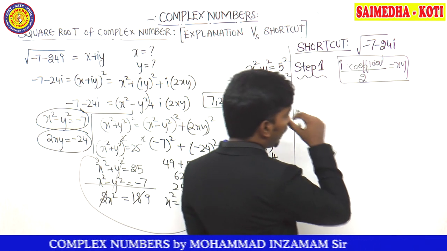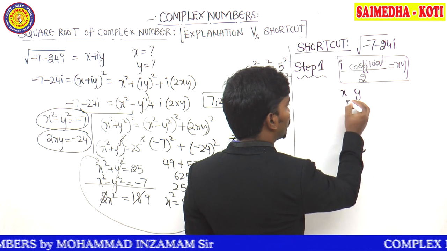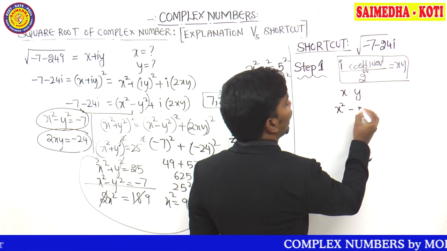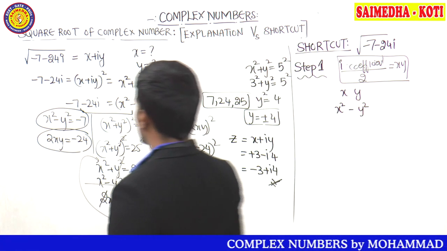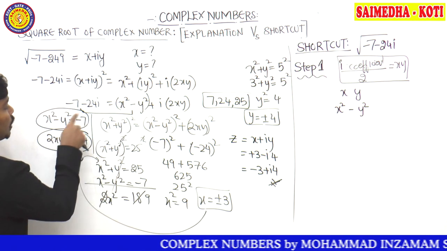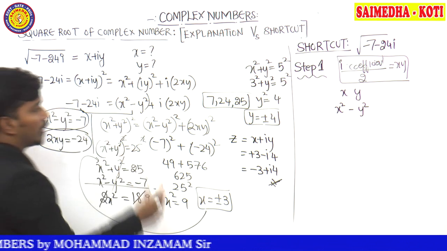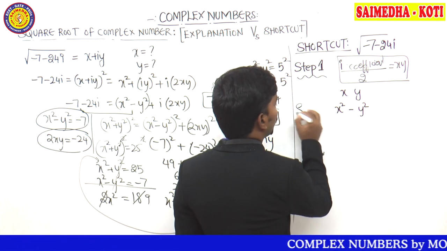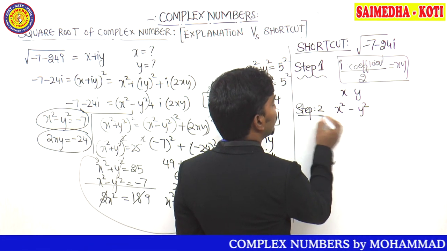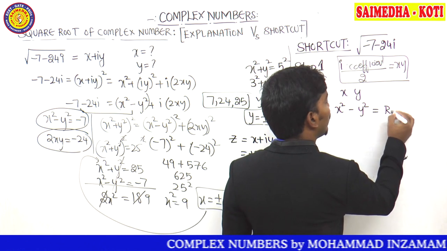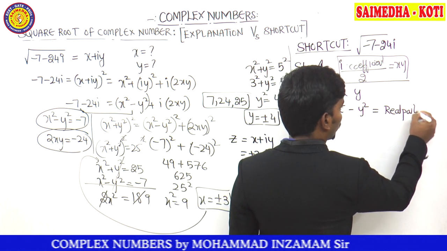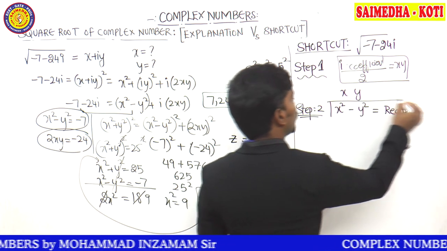So once you get the xy values, guys, then what you need to do? You need to square and take the difference. Why square and difference? Because x square minus y square equals another term of the question. What is that term? The real part. Real part is minus 7. That means step 2 is to take the square and difference of these two values to get the real part. So this is your 2-step shortcut, guys.